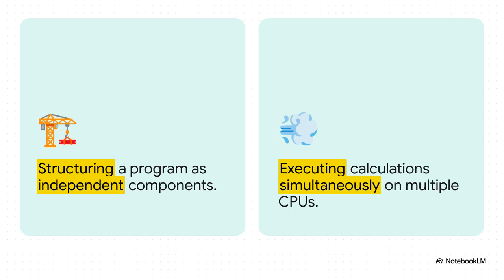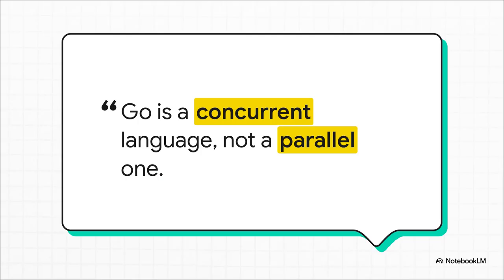Think of it like this. Concurrency is the plan to build a house with a bunch of separate tasks. Parallelism is having multiple workers actually doing those tasks simultaneously. And that leads to this really famous quote: Go is a concurrent language, not a parallel one.